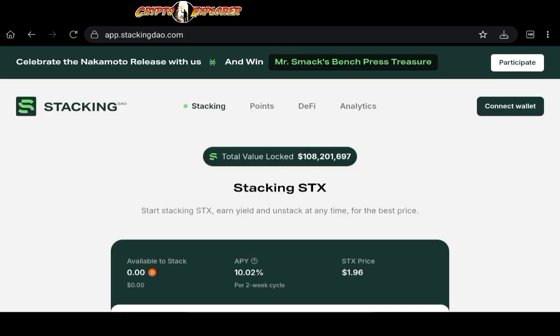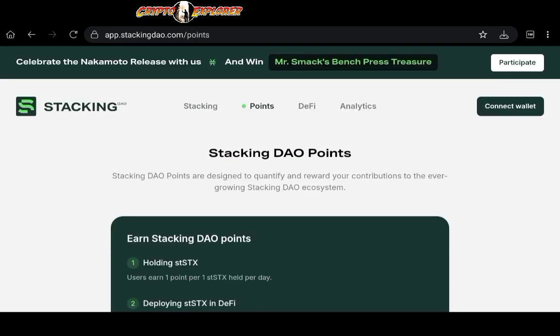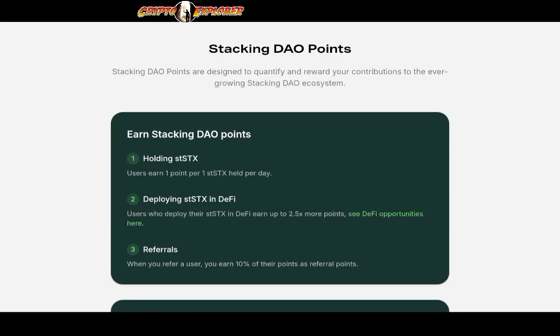They're also running points. This is a very recent protocol they launched roughly in the beginning of 2024. So if you want to earn Stacking DAO points and be eligible for a potential future airdrop, these are the opportunities you have here, either by holding stSTX, deploying your stSTX tokens in other DeFi opportunities, or you can also refer users and earn 10% of their points as referral points.